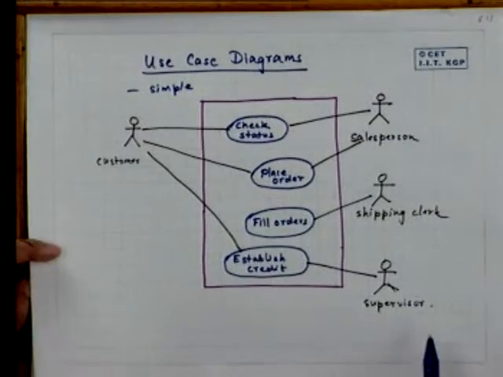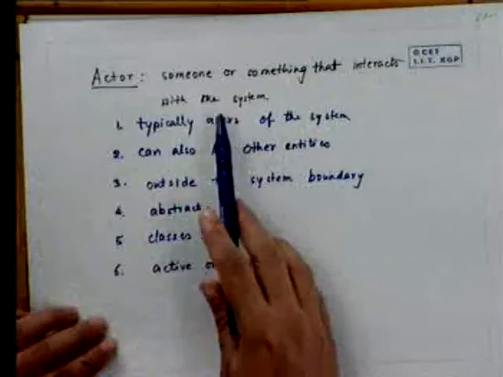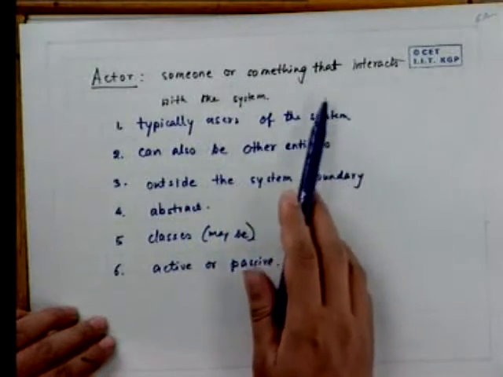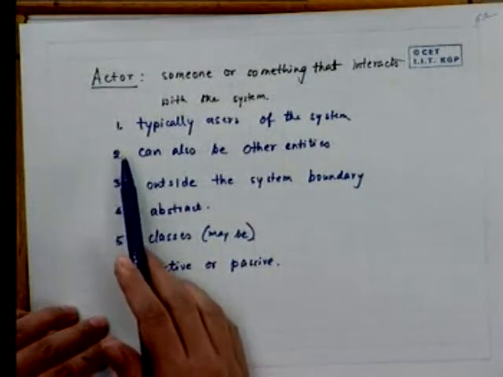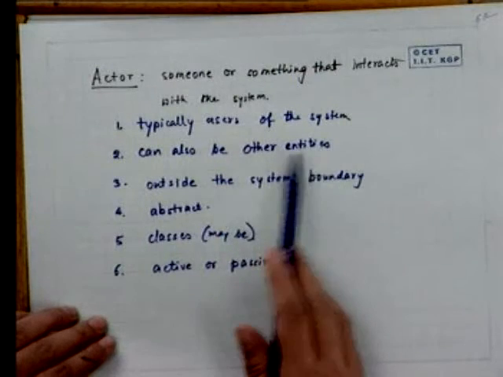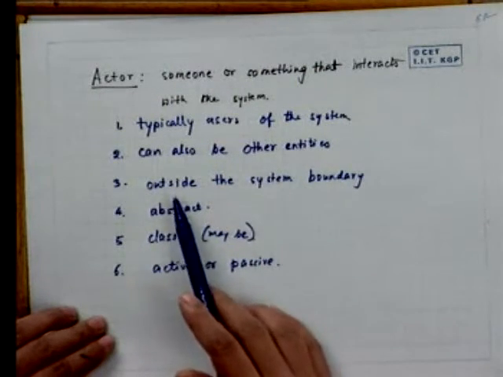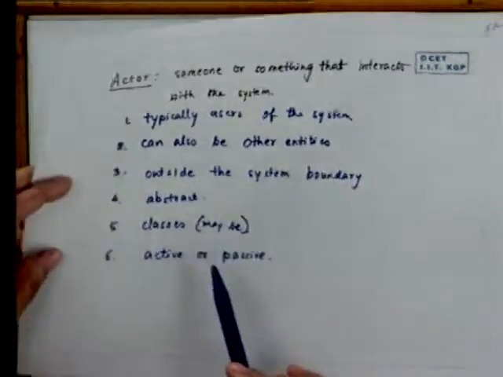We also went into details of some use cases. An actor is defined to be someone or something that interacts with the system. Typically the actors are the users of the system. They can also be other entities, including other computer systems, and they are abstract, and actors can be active or passive. Today we will finish talking about use cases, and then we will discuss the different interaction diagrams, the collaboration and the sequence diagrams, and then go on to activity diagrams.